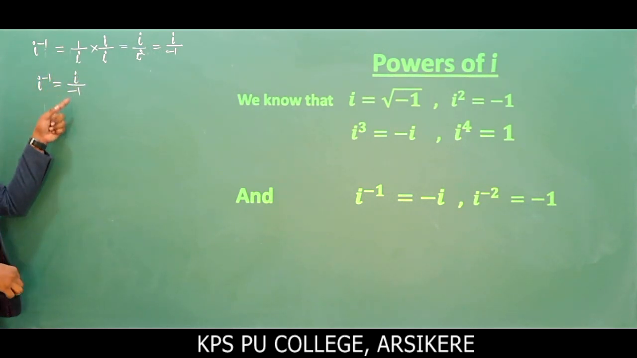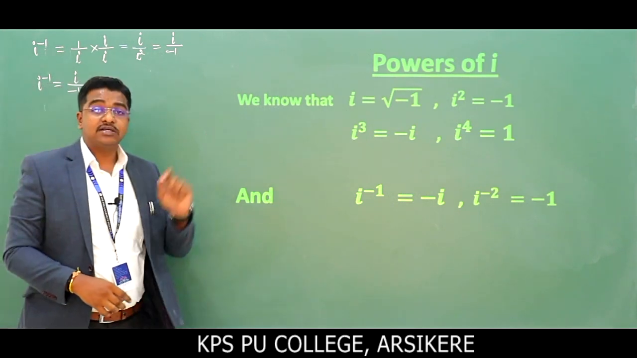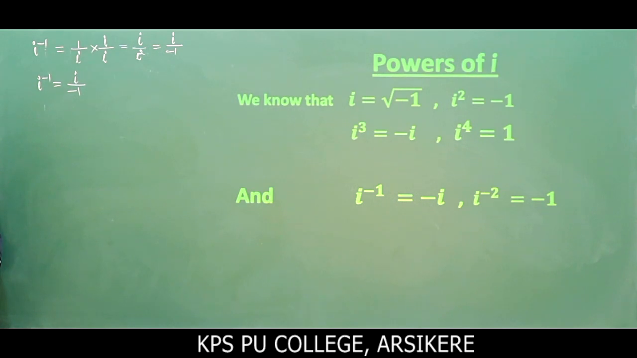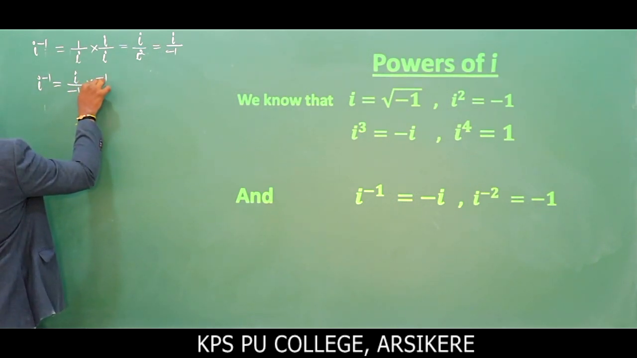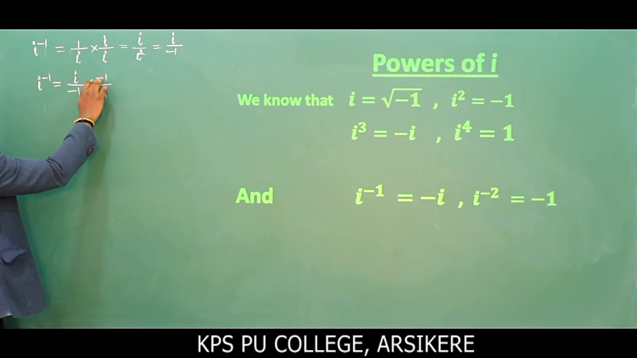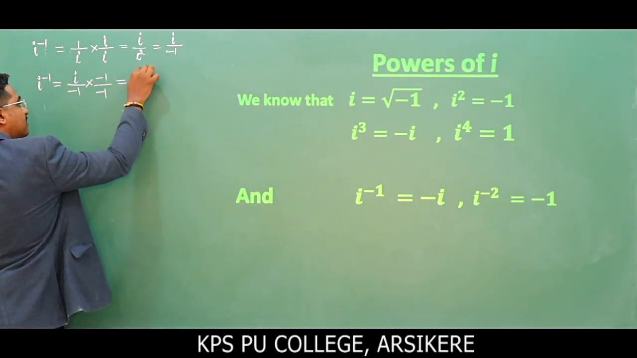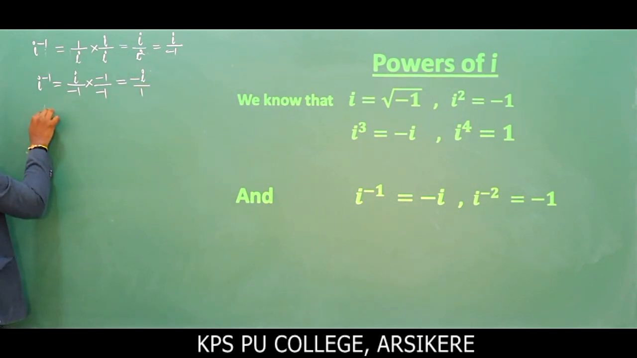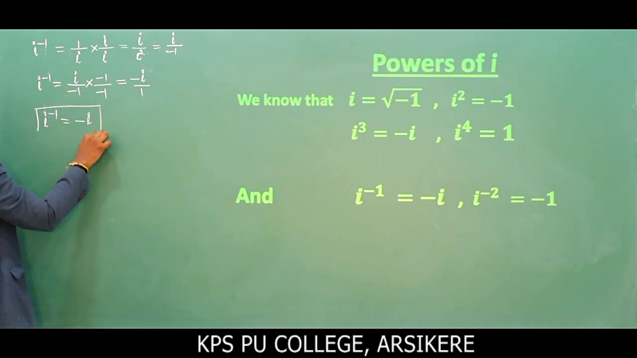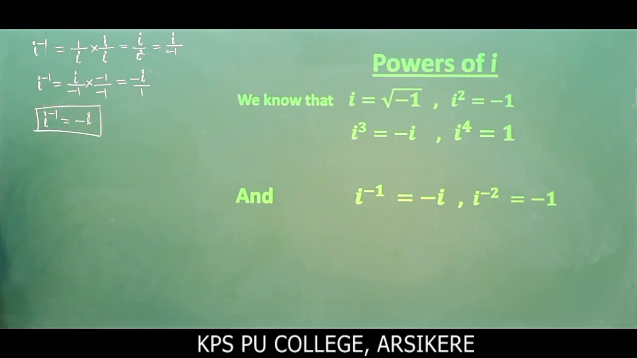So we have i divided by minus 1. How does minus i come? So what do we do? Again multiply and divide by minus 1. When we multiply and divide by minus 1, minus into minus becomes plus. Plus i into minus 1 is minus i, divided by 1. Therefore i power minus 1 is equal to minus i. Understood, children? i power minus 1 is equal to minus i.